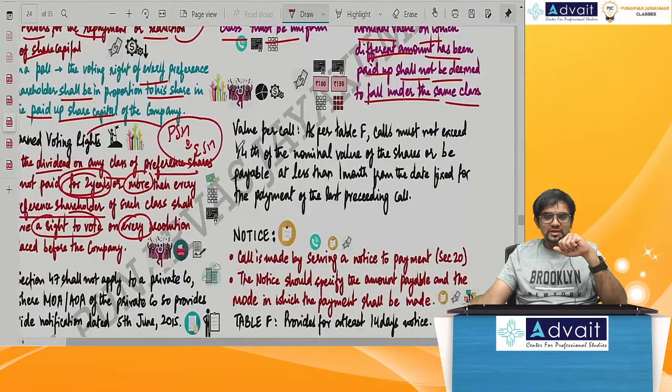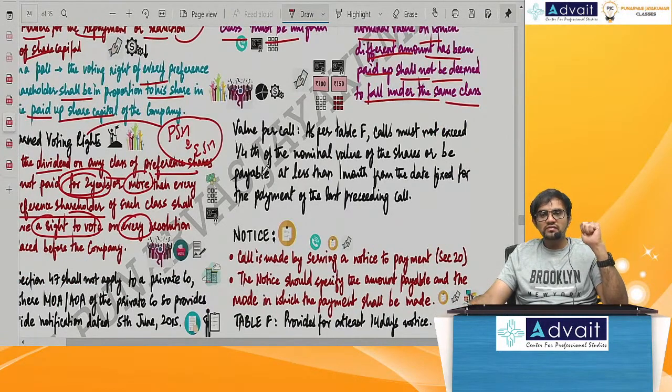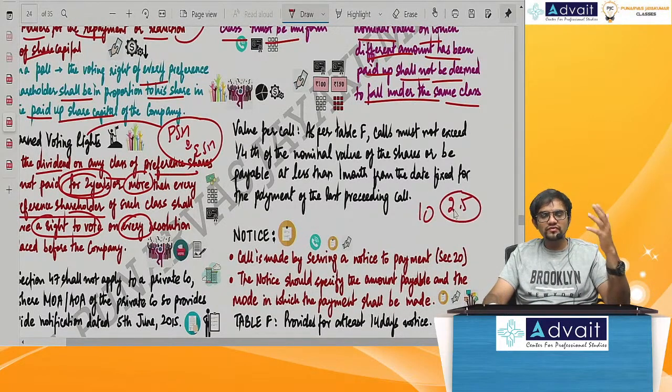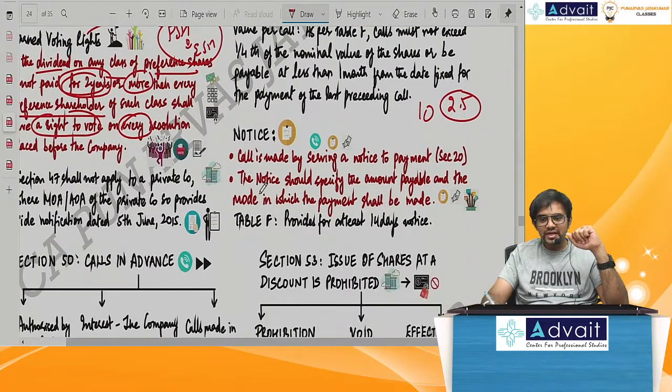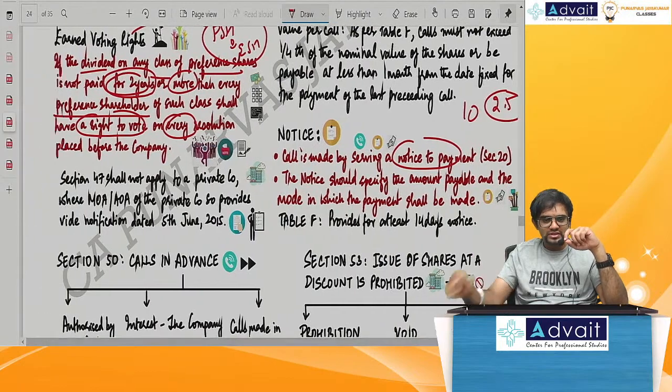Value per call. As per Table F, calls must not exceed 1/4 of the nominal value of the shares. So basically, if there is a 10 rupee share, the call should not exceed a maximum of 2.5 rupees. How did 2.5 come? 1/4 of 10 rupees. So how is the call made? Call is made by serving a notice to the payee, and the notice should clearly mention what will happen if you do not pay the call, and all these things.